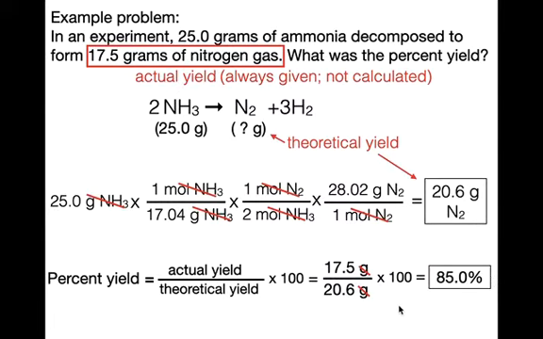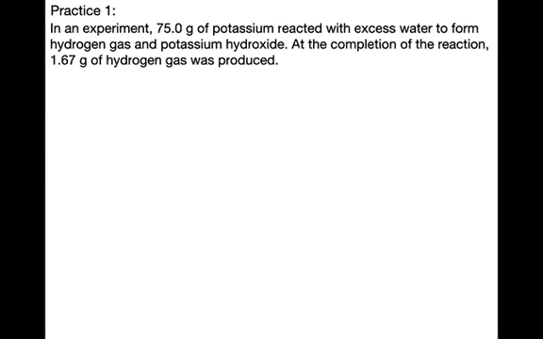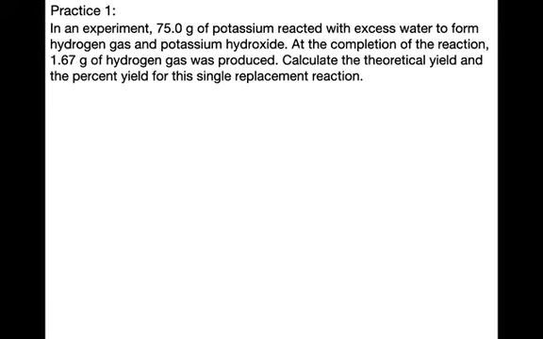Okay, now the next problem I'm going to show you, you might want to pause it after I give you the problem and see if you can do it, and then I'll walk you through it. Okay, in an experiment, 75.0 grams of potassium reacted with excess water to form hydrogen gas and potassium hydroxide. At the completion of the reaction, 1.67 grams of hydrogen was produced. Calculate the theoretical yield and the percent yield for this single replacement reaction.